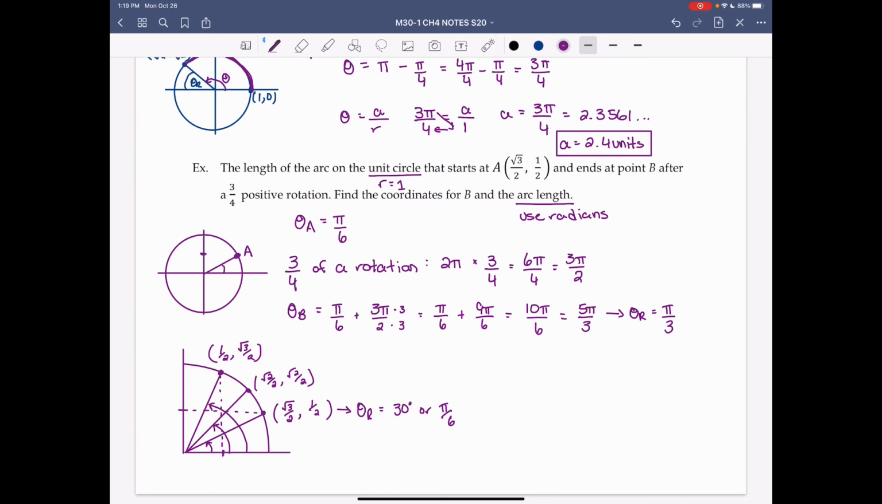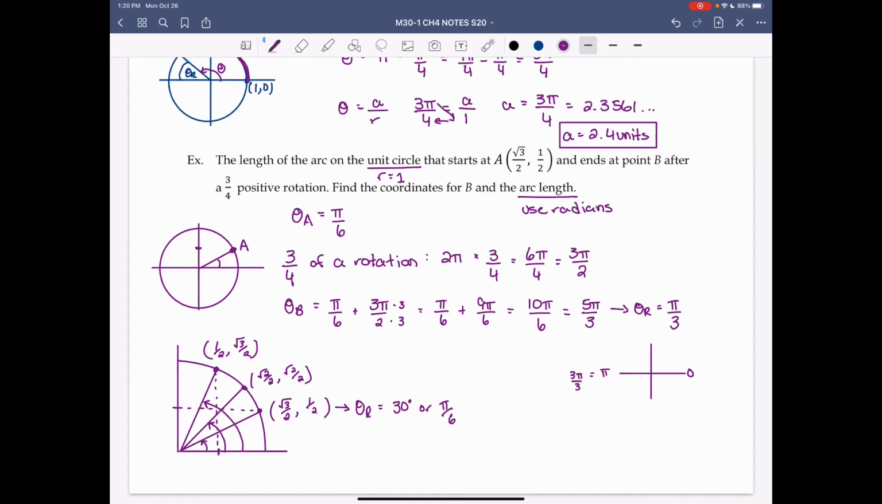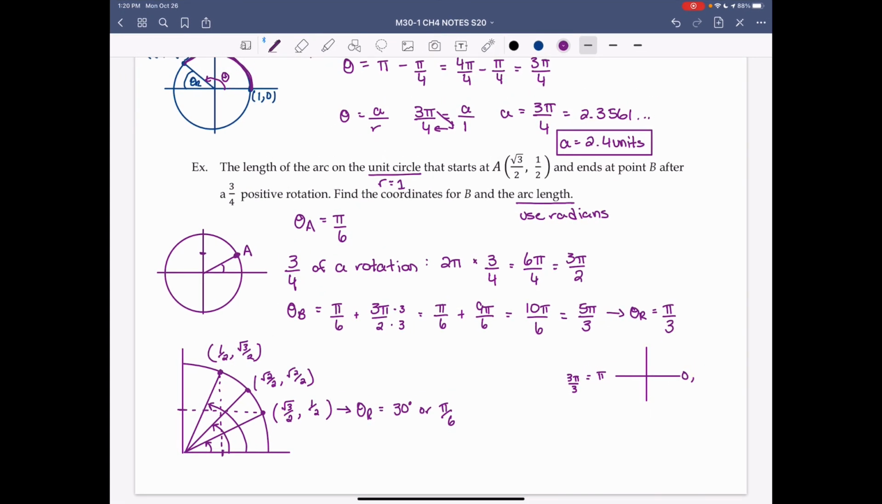And what quadrant is 5 pi over 3 in? If we start at the positive x, that's 0. This is pi, which we can write as 3 pi over 3. And then when we get back to the 0, it becomes 2 pi, which we can write as 6 pi over 3. So 5 pi over 3 is 1 pi over 3 less than 6 pi over 3. So it'd have to be in quadrant 4 down here.